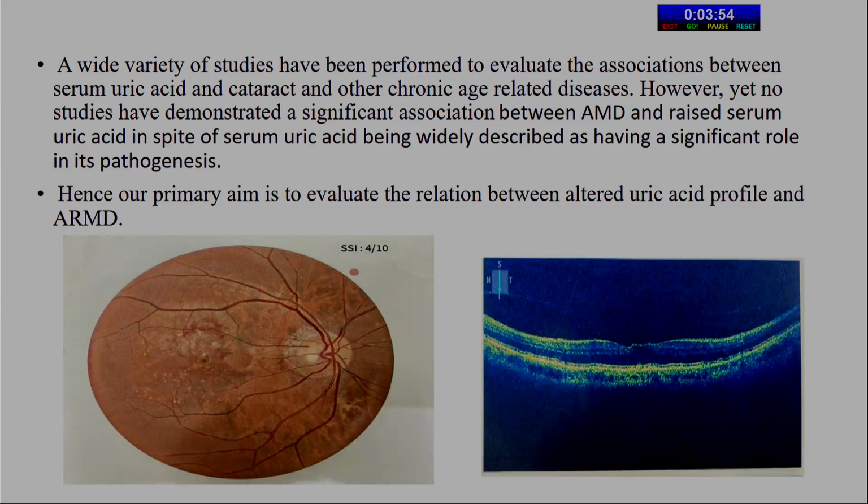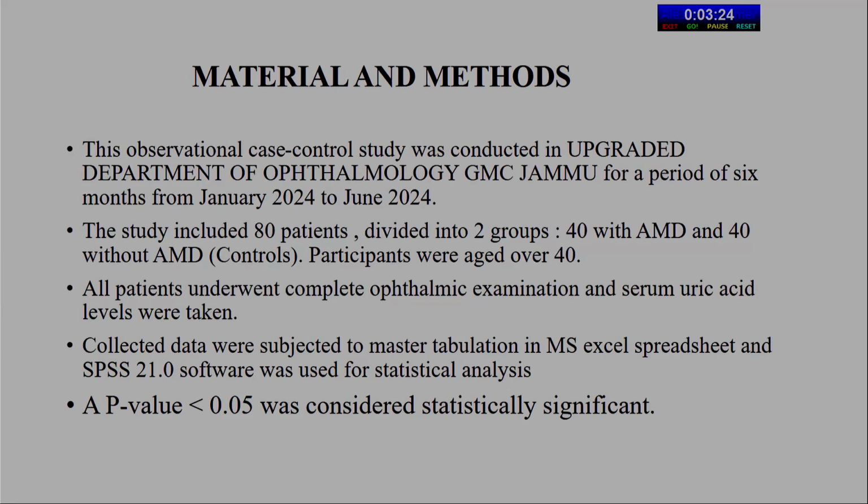A wide variety of studies have been performed to evaluate the association between serum uric acid and cataract and other chronic age-related diseases. However, no studies have yet demonstrated a significant association between age-related macular degeneration and raised serum uric acid, in spite of uric acid being widely described as having a significant role in its pathogenesis. Hence, our primary aim is to evaluate the relation between altered uric acid profile and age-related macular degeneration. This observational case control study was conducted in the Upgraded Department of Ophthalmology, GMC Jammu, for a period of 6 months from January 2024 to June 2024.